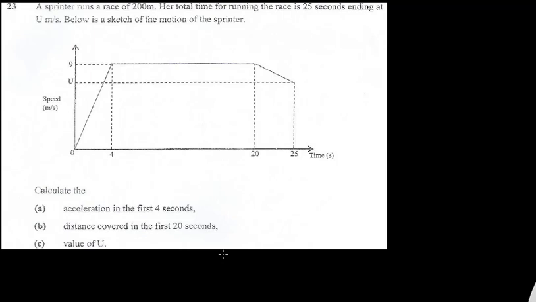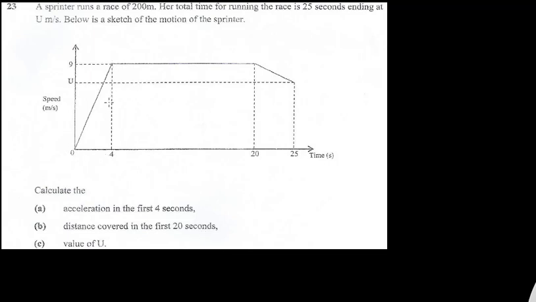So, ladies and gentlemen, we are doing the last question, and I'm so excited. I'm super excited. So here's our question number 23, which says, a sprinter runs a race of 200 meters. Her total time for running the race is 25 seconds, ending at u meters per second. Below is a sketch of the motion of the sprinter. We have that diagram there, and the question says calculate the acceleration in the first 4 seconds.